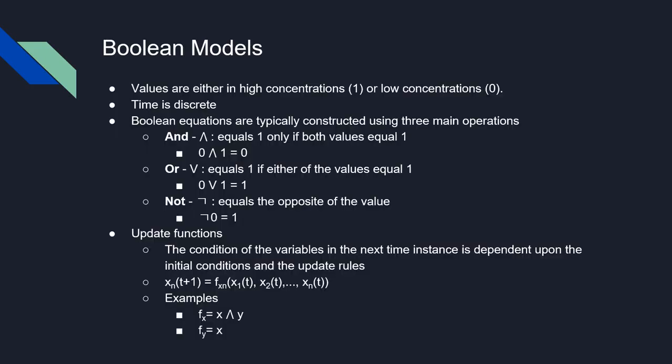Moving on to the math side of things, my personal favorite, we have here the basics of Boolean models. Boolean models are a way to mathematically explain certain biological systems and processes. There are only 2 possible values, 1 representing high concentrations or 0 representing low concentrations. There are 3 main operations in Boolean functions, and, or, and not. We provided examples to help in understanding what each of those mean.